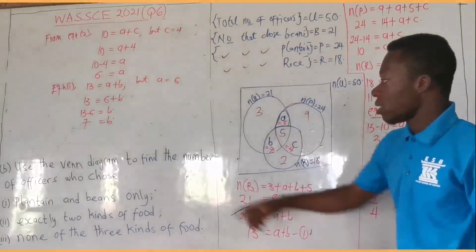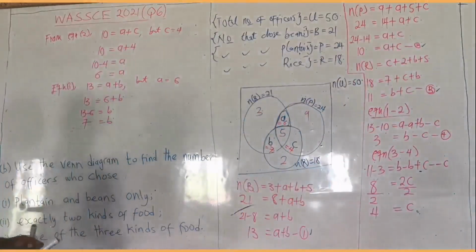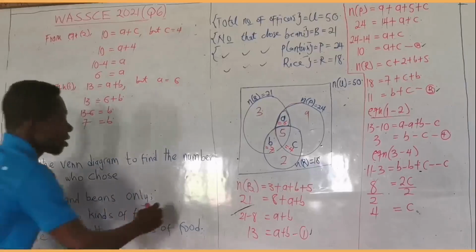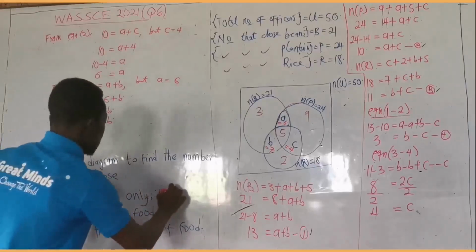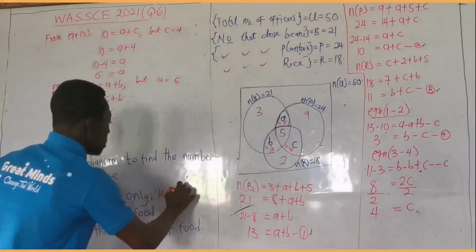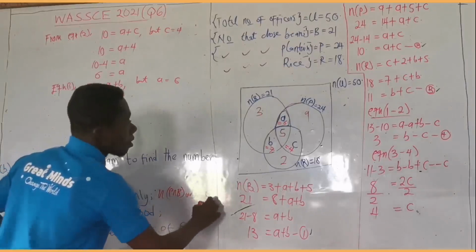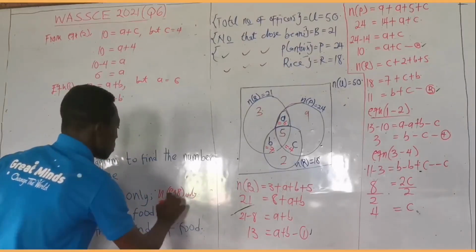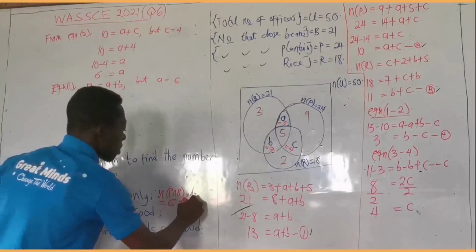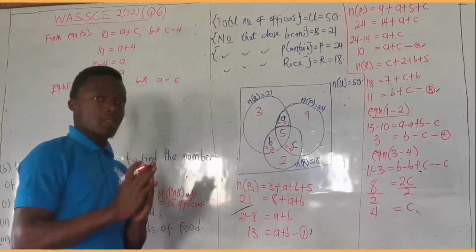So we can say that the number of officers that chose plantain and beans only is 6 officers. We can satisfy that rule, and that will be good in that case. I believe that is correct. You have gotten the concept now.